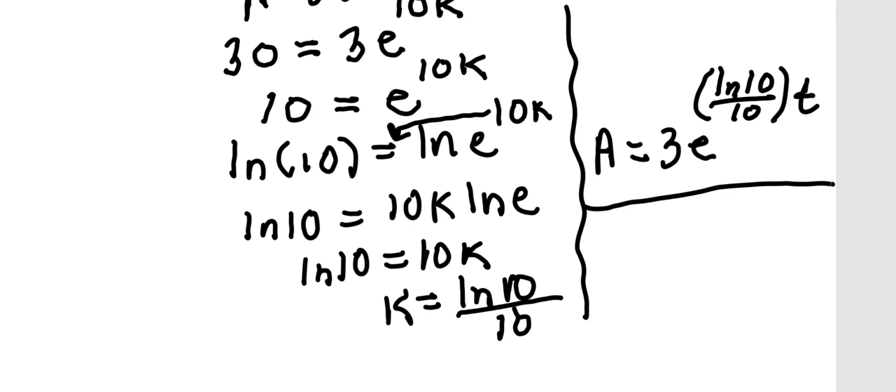Now, one more caution, ln of 10 over 10 does not reduce, okay? It's mathematical blasphemy to cancel out the 10s and then we have ln hanging there. So don't do that, okay? ln of 10 over 10 stays as it is, okay?